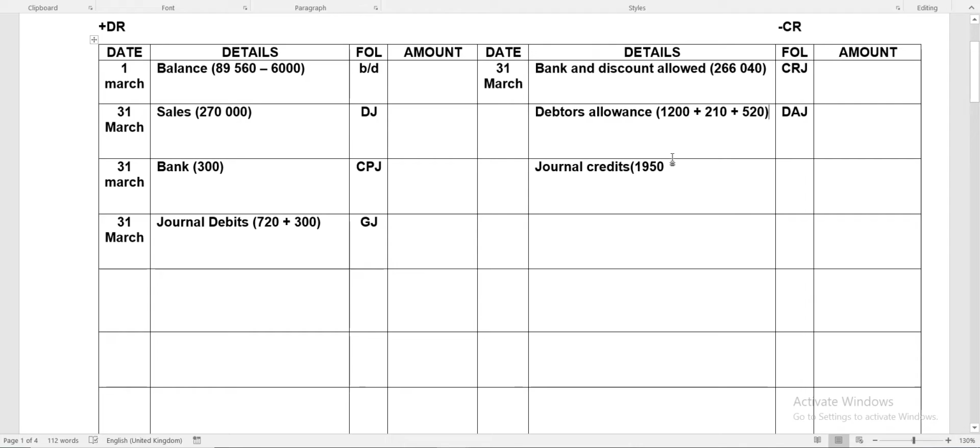Okay, now normally I advise learners to straightaway enter the information that has not changed. So here this bank for 300 did not change, and then the sales for 270,000 also did not change because there were no adjustments affecting this. And then our general credits 1,950 also did not change, and then our banking discount allowed for 266,040 also did not change. And then let's also check what is the total for our general debits, because it's the easiest that we can calculate.